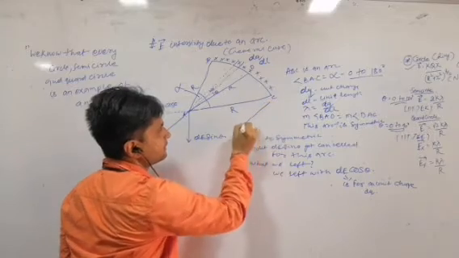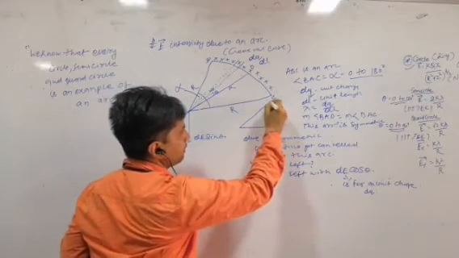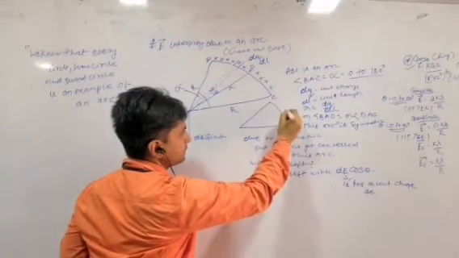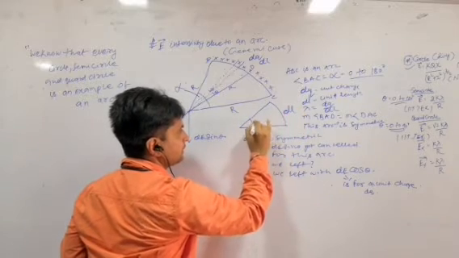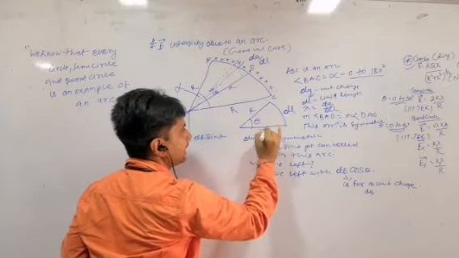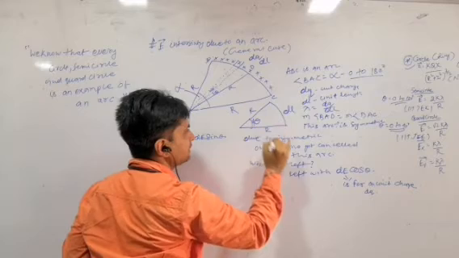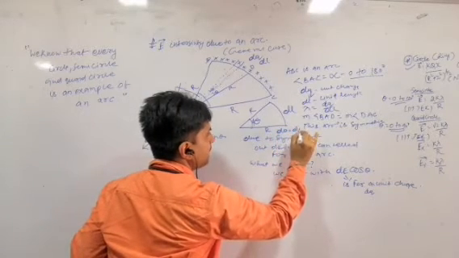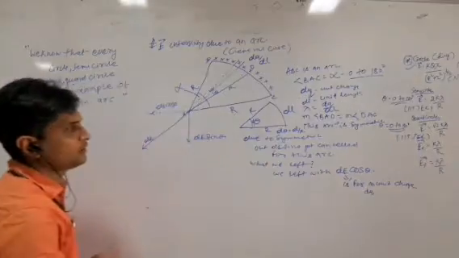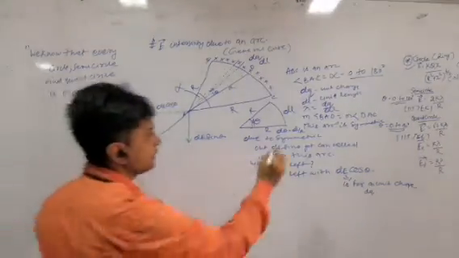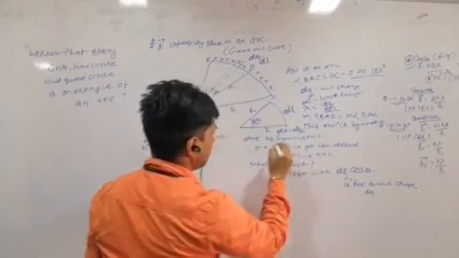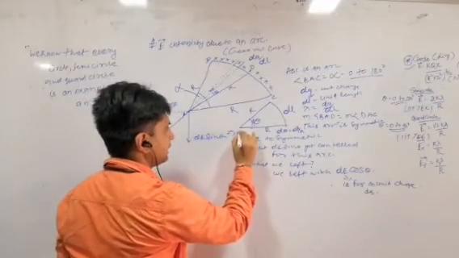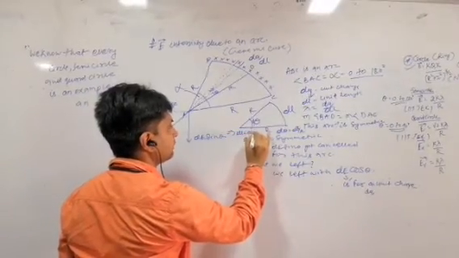Again, I have taken this angle in a broader way. What is this? This is your dl. This is your theta, this is r, this is r. So this is d theta. So d theta is equal to dl by r. So what is dl? dl equals r d theta.